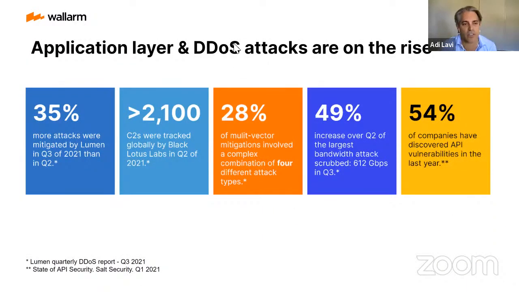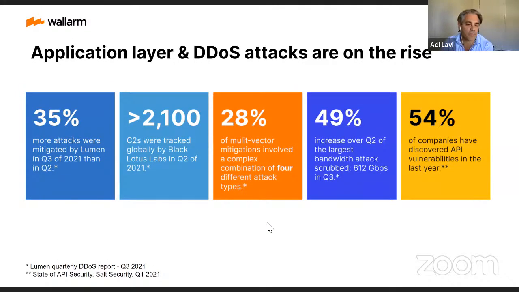Great. Thank you, Rob. Good stuff. So why do we care? Here we have some data provided by our friends at Lumen. You can see on the left that 35% more attacks were mitigated last year. In the middle, you see that 28% of multi-vector mitigation involved more complex attacks. And then on the right, you see that 55% of companies have discovered some sort of API vulnerabilities. So the takeaway here is that we see more attacks, the attacks are more complex, and we see a new attack vector that is on the rise, which is API security.